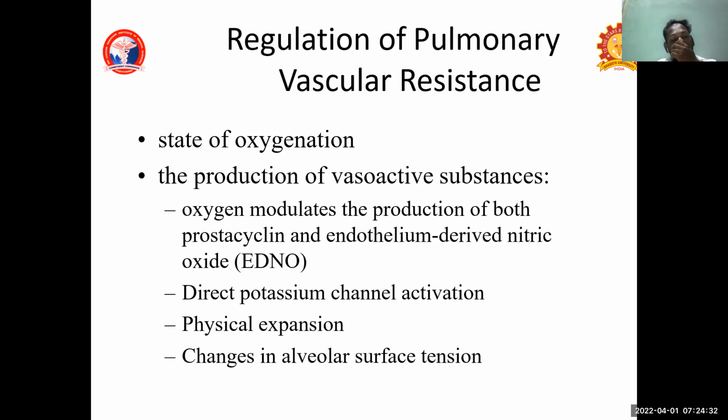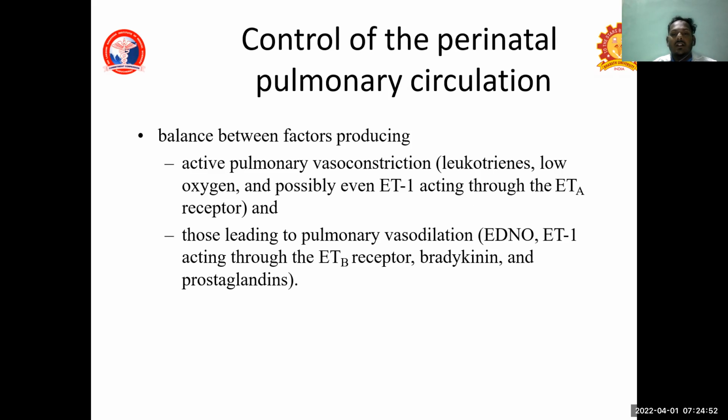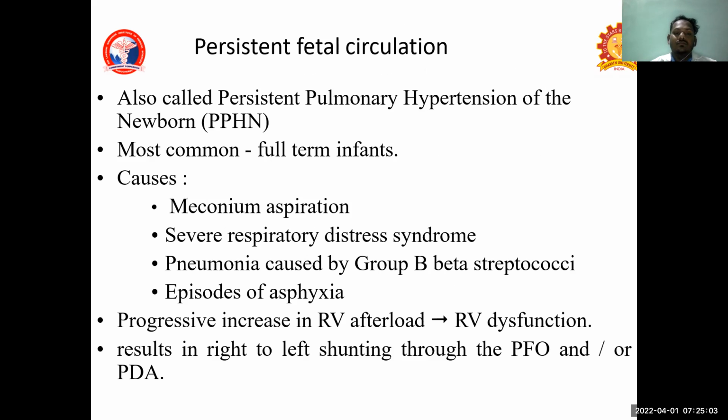So, how is the pulmonary vascular resistance regulated? It is regulated by the state of oxygenation and vasoactive substances like nitric oxide, direct potassium channel, physical expansion, and change in alveolar surface tension. Control of perinatal pulmonary circulation is a balance between factors producing active pulmonary vasoconstriction and pulmonary vasodilatation.